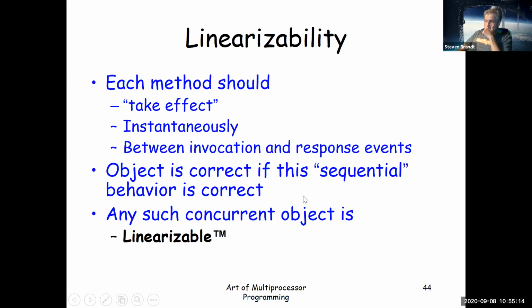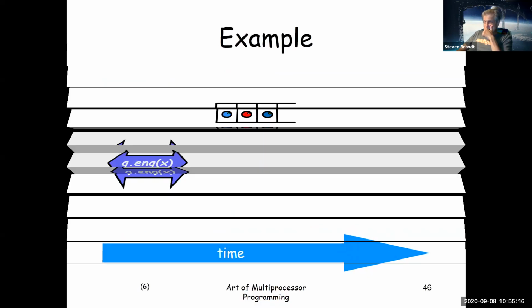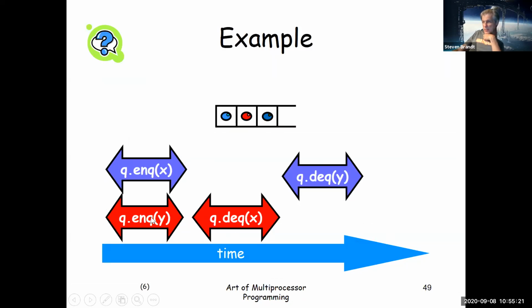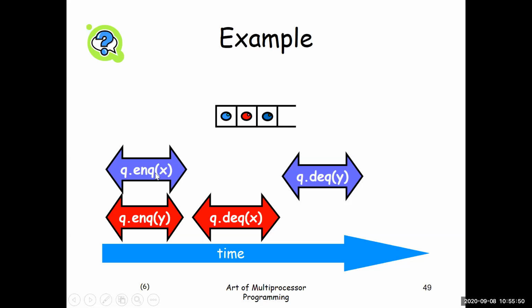Okay, so in this first case, we have these methods, and there's the red thread and the blue thread. The red thread is enqueuing Y and dequeuing X, and the blue thread is enqueuing X and dequeuing Y. Now, if only one of these threads were happening, it wouldn't make any sense. I can't enqueue X and dequeue Y, right? I need for dequeue to come after enqueue, right? Yeah, that makes sense. Okay, so what's going to happen next?